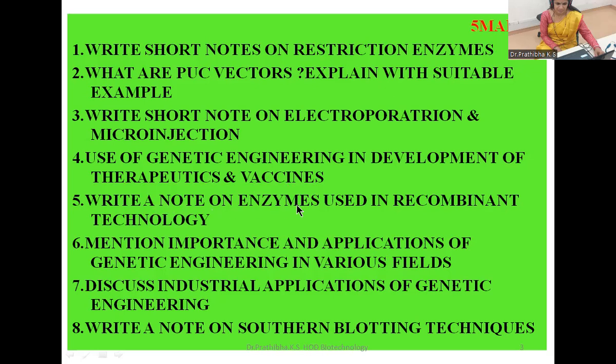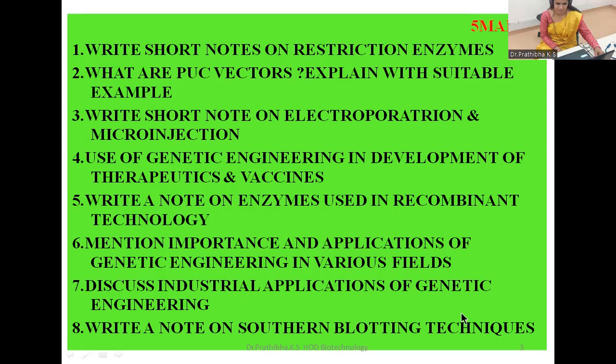Next, write a note on enzymes used in recombinant DNA technology. Whatever enzymes come in genetic engineering, which were explained in class, all the enzymes you need to write here. Mention importance and applications of genetic engineering in various fields. Here, in general, all the applications you need to give. Then 7th one, discuss industrial applications of genetic engineering. Here, from the industrial point of view, you need to mention the applications of genetic engineering.